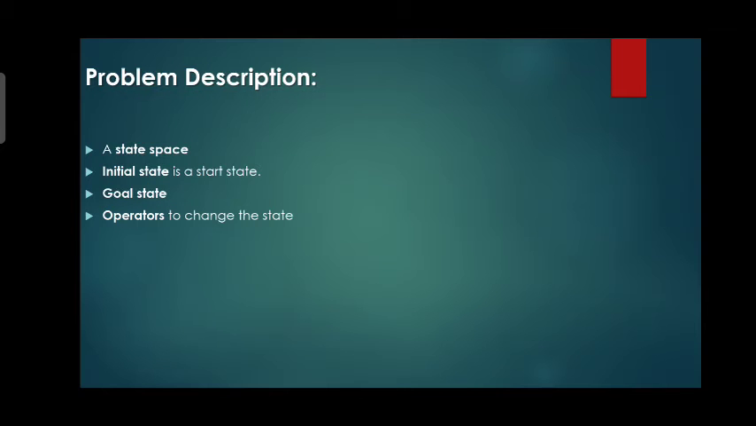So the initial state is your starting state. The goal state is a state that satisfies a particular condition. For example, I am sitting in my house and I want to go to a shop. The shop satisfies a particular condition, that this shop has the product that I want to buy. So that is what my goal node is.